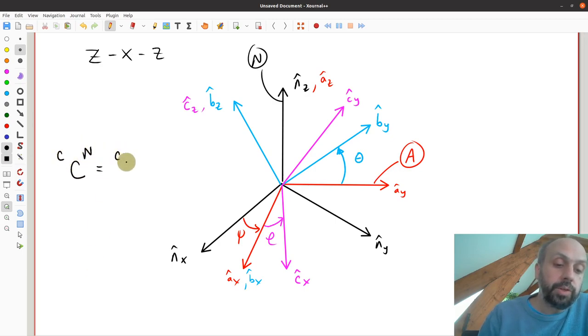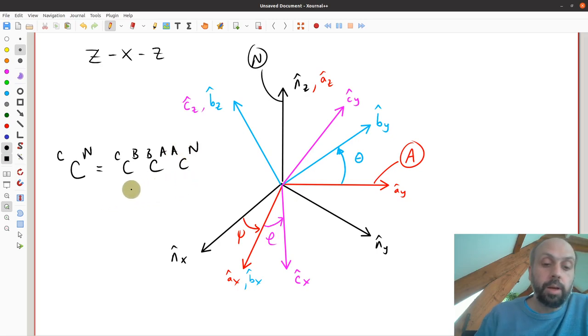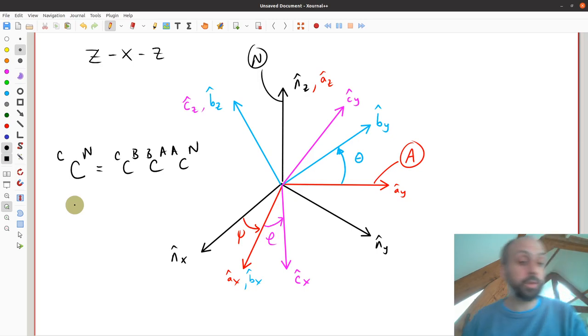And that means then that we should be able to find C with respect to N. It's going to be C with respect to B times B with respect to A, and times A with respect to N. And you can get each of those, do the matrix multiplication, and then you can know the orientation of N with respect to A, or any intermediate pair that may be of interest to you.